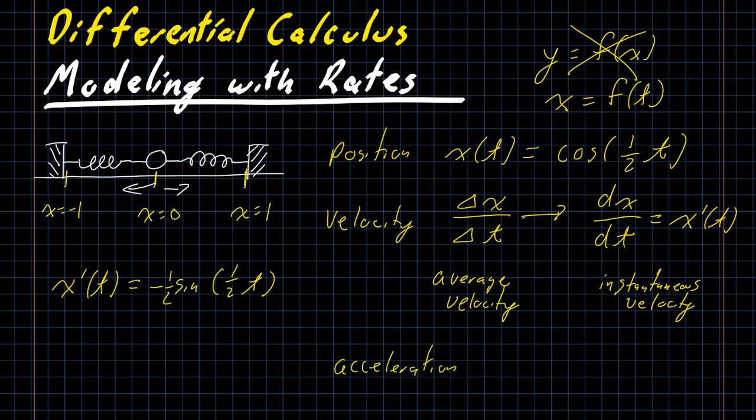I can keep going in this style and figure out the acceleration, which is just the change in velocity over time. So that will be the second derivative, x double prime of t. Well, the derivative of sine is cosine. We again have to multiply by the derivative of the inside, which is 1/2. The negative stays out front. 1/2 times 1/2 is 1/4. And now we have cosine of 1/2 t. We could keep going down the list of all of those things if we wanted to, but position, velocity, and acceleration are usually good enough, so we'll stop with that.